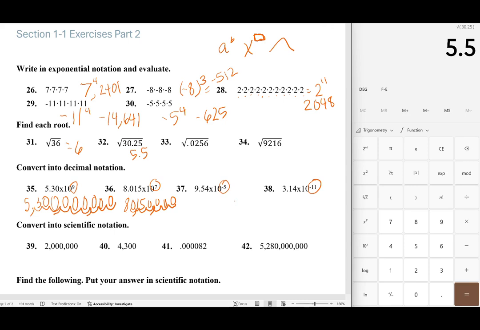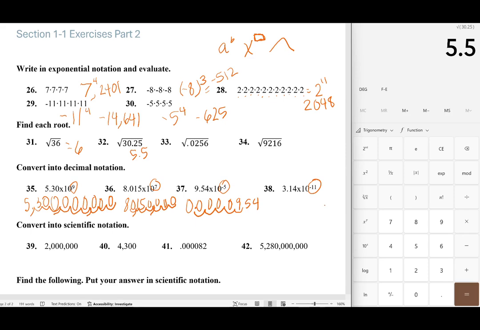Alright, remember 37 and 38 are going to be small numbers. I'm going to write them to the right, so I have room for my zeros. And I'm going to move once, 2, 3, 4, 5, going left this time because it's making the number smaller. It's like I'm dividing by tens. 0.0000954.